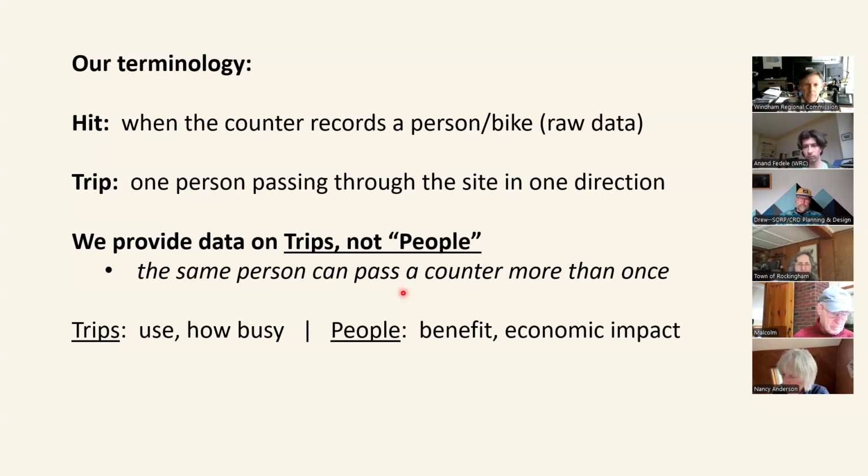Trips per day can tell you how busy the trail is, what the use is, whereas trying to convert that to the number of people who are on the trail gives you an idea of the benefit of that trail and perhaps the economic impact of the users.